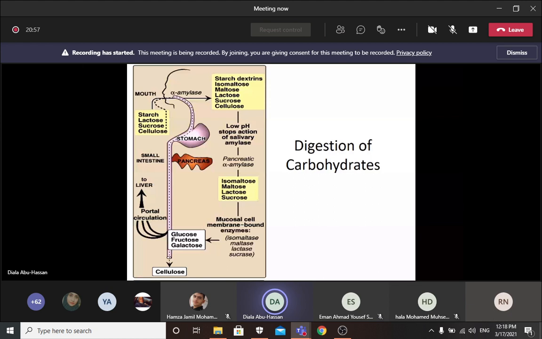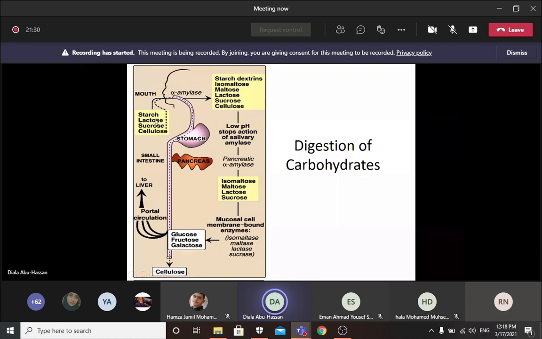So we start by ingestion of different types of sugars. Let's say we ingested starch as a polysaccharide, lactose as a disaccharide, saccharose as a disaccharide, cellulose from plant sources as a polysaccharide. In the oral cavity, there is the oral or salivary alpha amylase. This one acts on alpha 1,4 linkage. So in cellulose, we don't have alpha 1,4 linkage, so nothing would happen. Saccharose, the same. Lactose, the same.